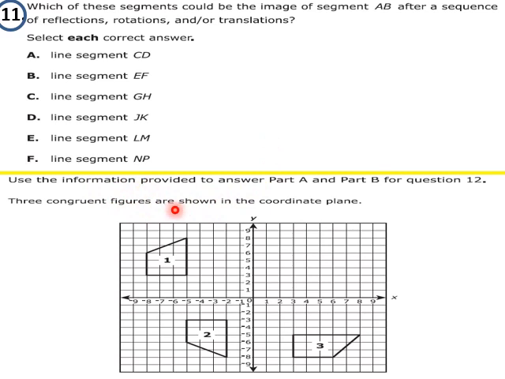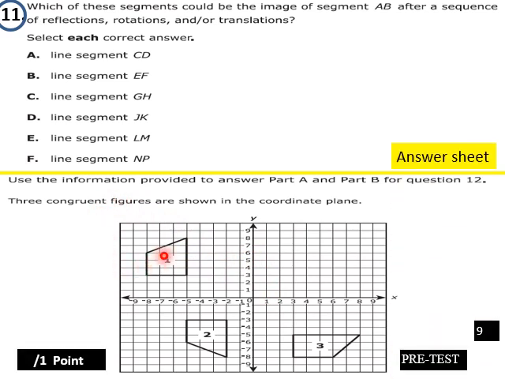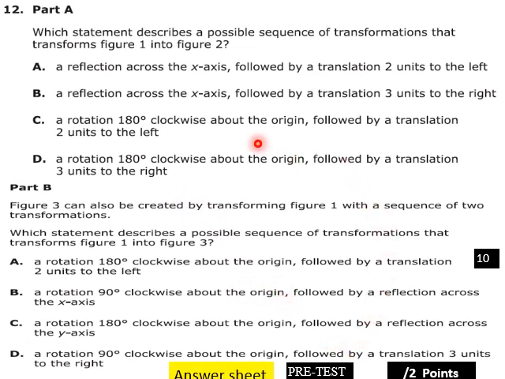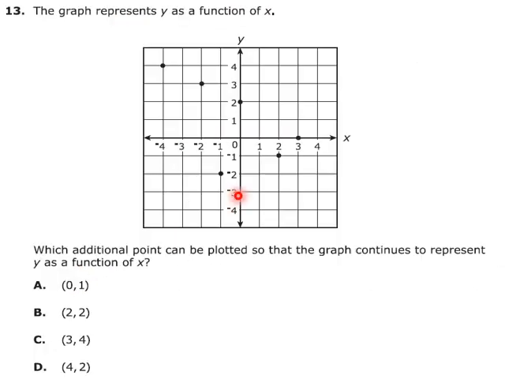Then down here we go into number 12. Again, you have these figures on the coordinate plane. This goes back to that previous coordinate plane, part A, and then part B. Both refer back to the previous page's coordinate plane. This is worth 2 points, and this is your answer sheet. Which statement? That means one.